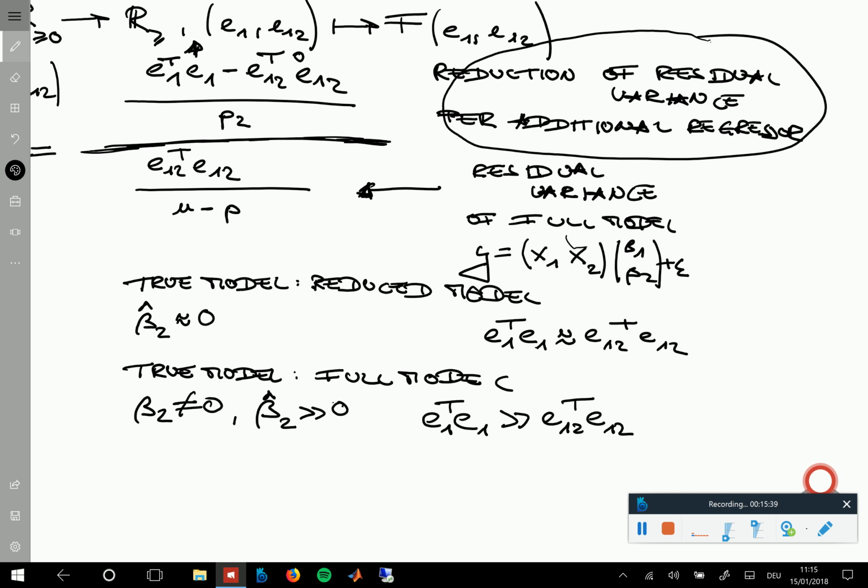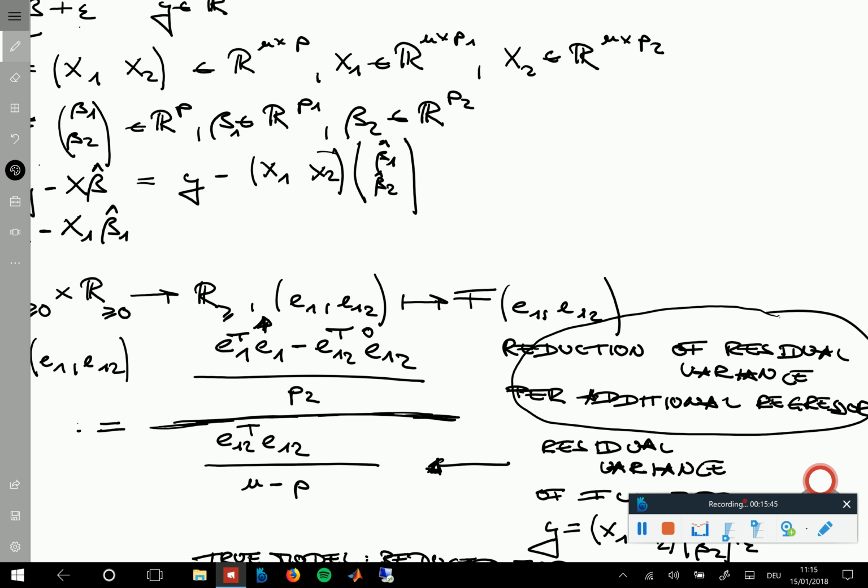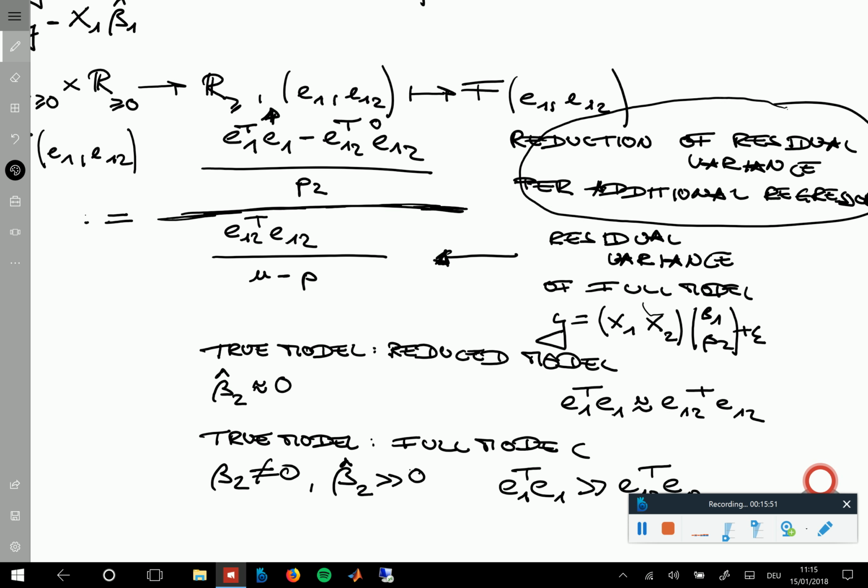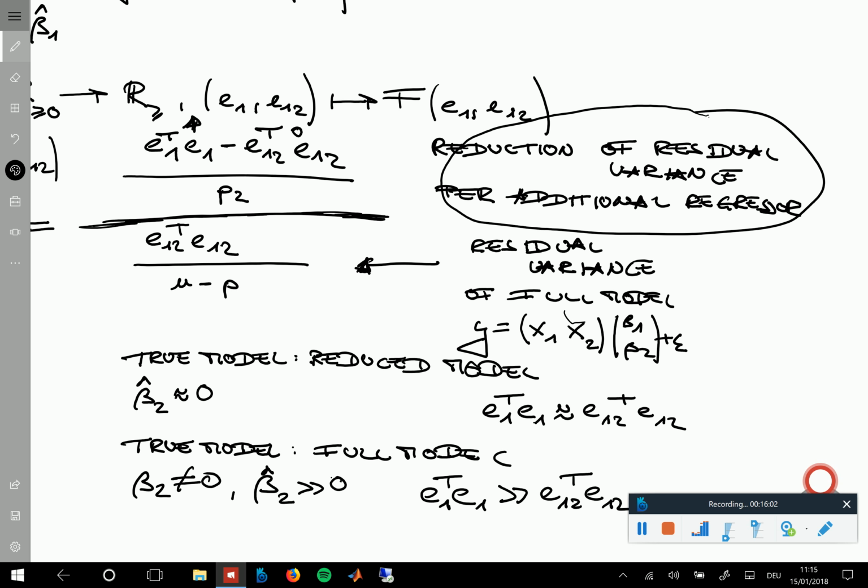So we get a high F value if the regressors that are here contribute significantly to the explanation of the data. And the whole thing is expressed per additional regressor. Yeah? So it's normalized by P2. So the numerator is a kind of standardized measure of how much reduction of residual variance is afforded by these regressors in part X2, and it's normalized per regressor.